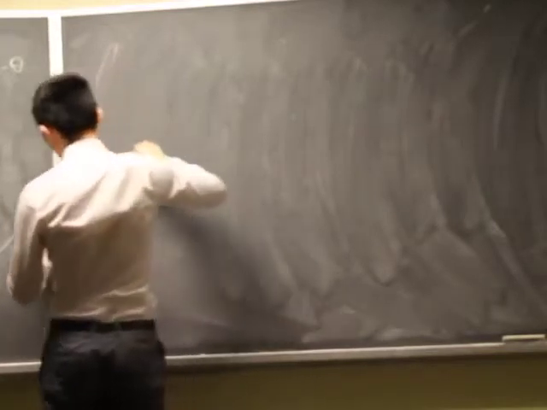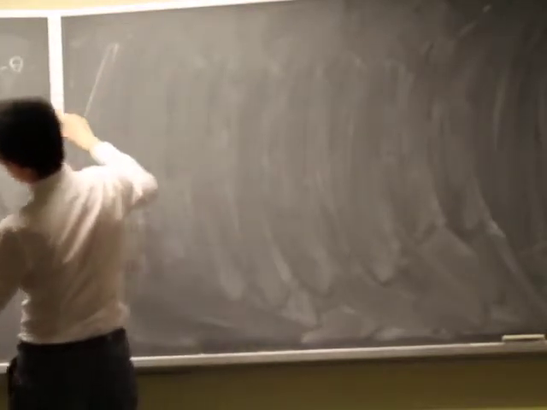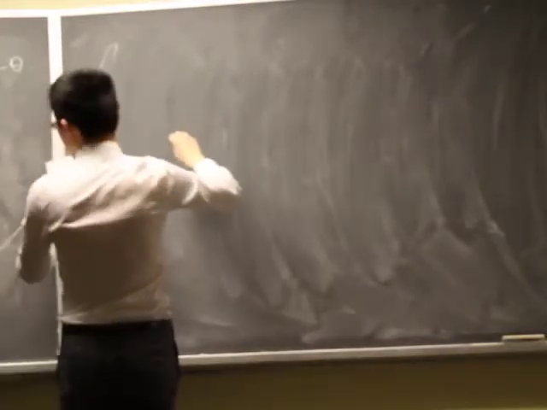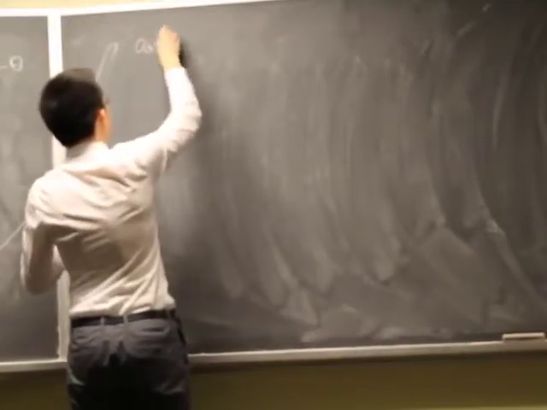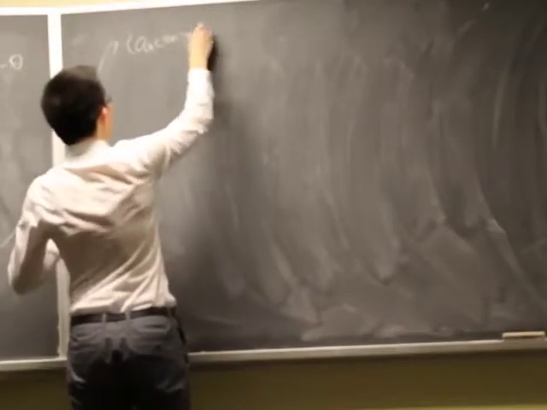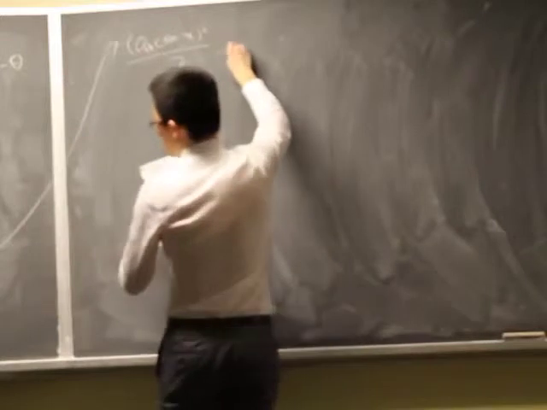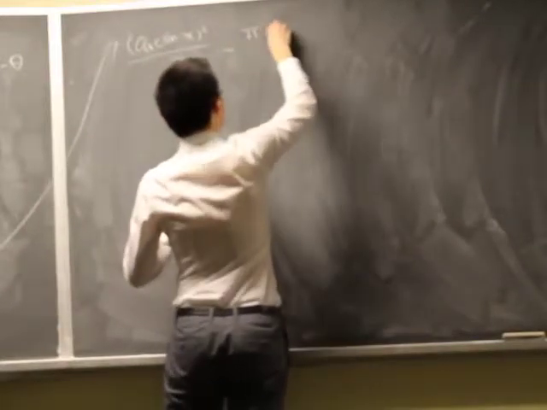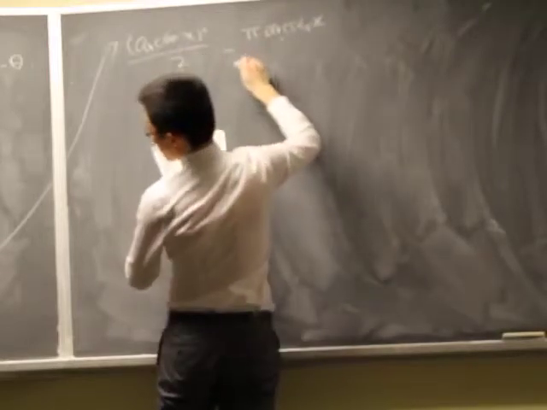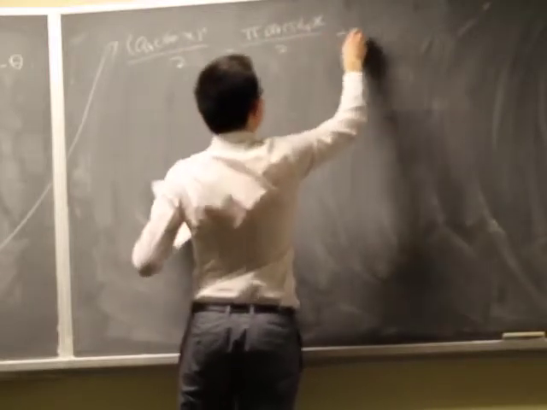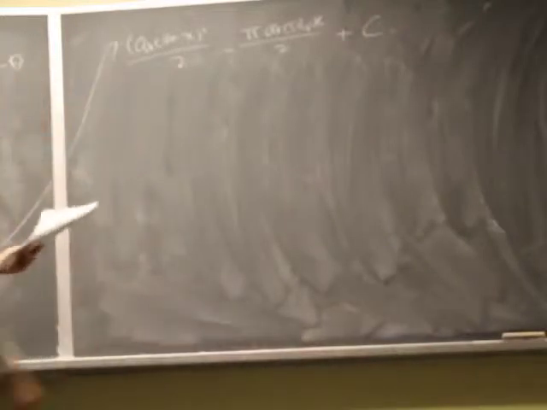Putting the theta back, theta was equivalent to arc sine of x. So this will give me arc sine of x squared over 2 minus pi times arc sine of x over 2 plus c. So that's the final answer.